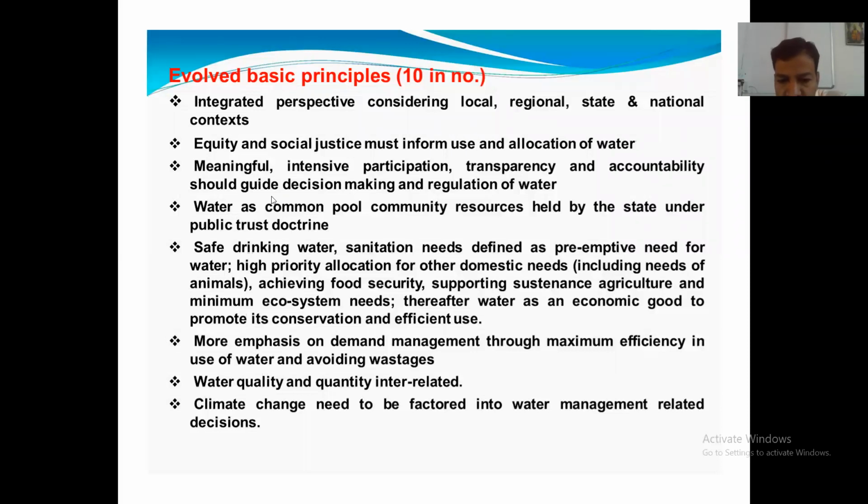More emphasis is given on water management, demand management through maximum efficiency in use of water and avoiding the wastage of water, so that every human being all over the country gets effective distribution of the water and good quality of water should be made available. Quality of water should be maintained, and should be available in desired quantity. So these are the various principles that are considered in this National Water Policy.